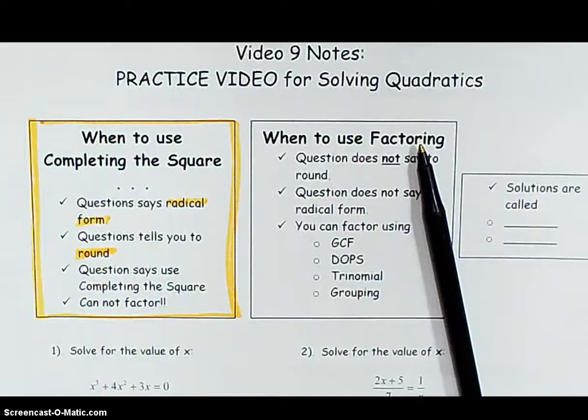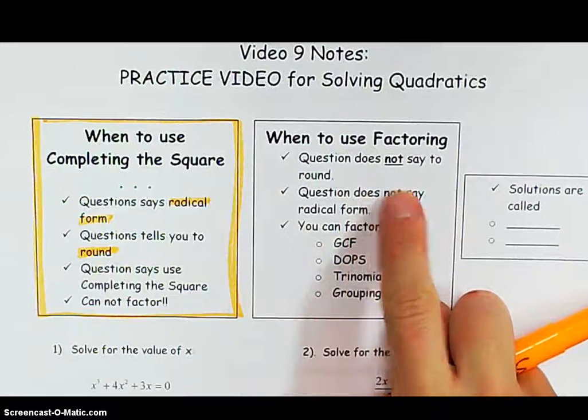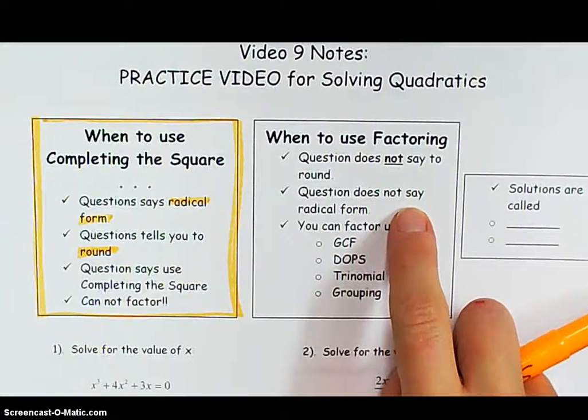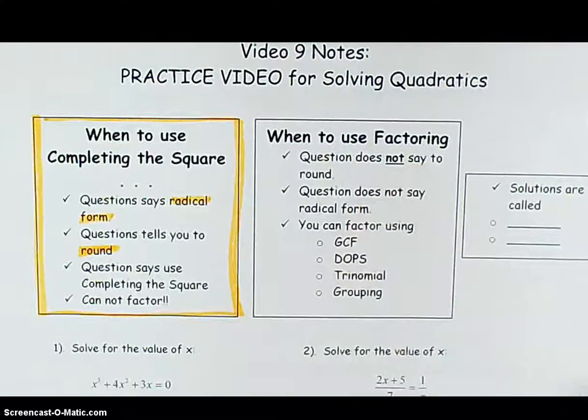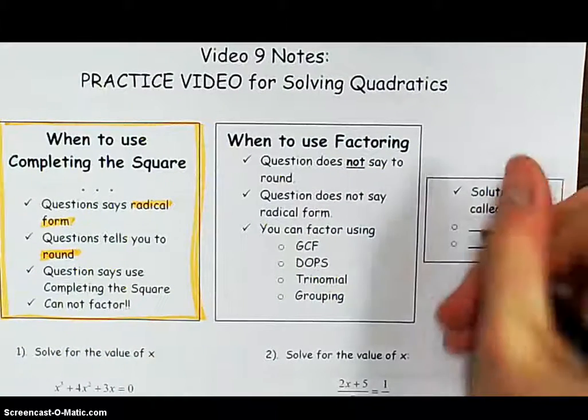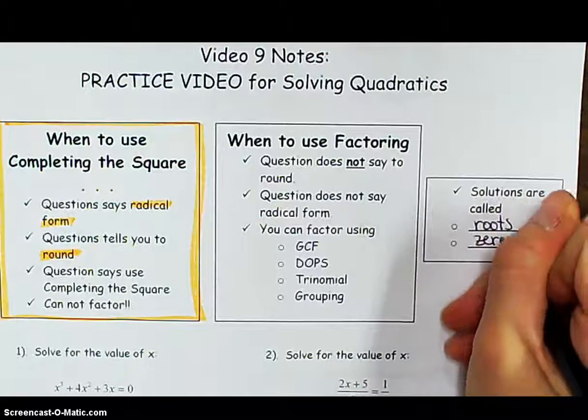Okay, key ideas there. So when are you going to use factoring? If your question does not tell you to round, if it doesn't say radical, that means you're going to get perfect integer solutions, and it should work out to be able to factor. As a reminder, your solutions are called your roots or your zeros.